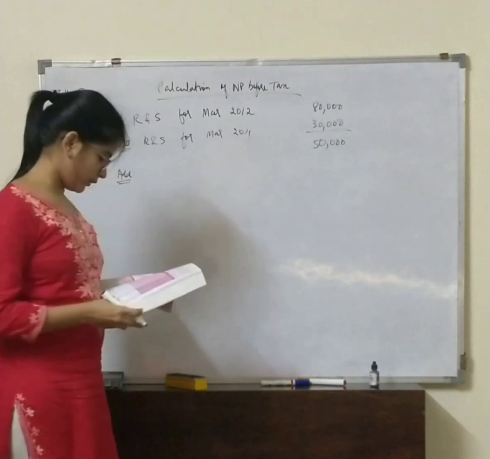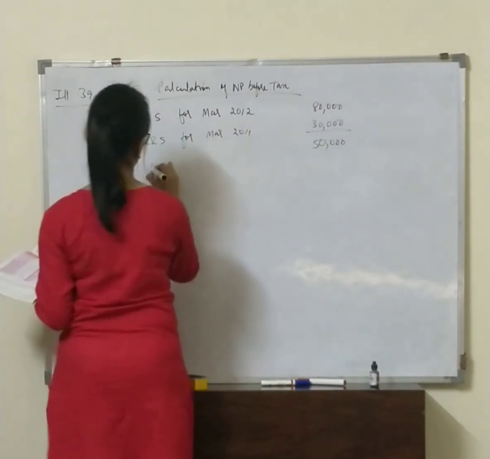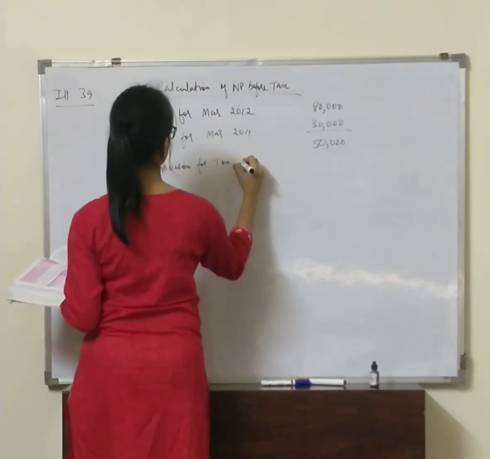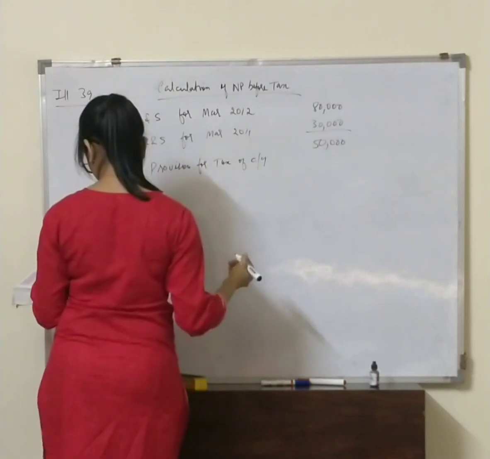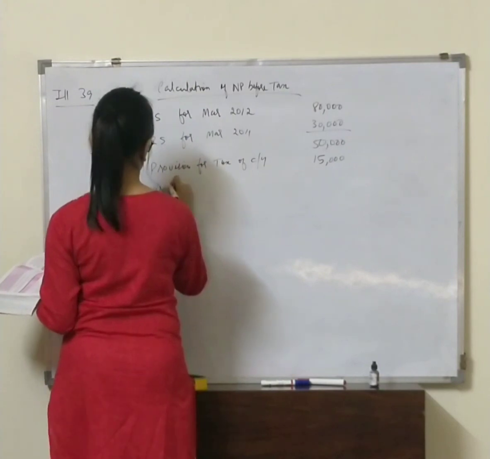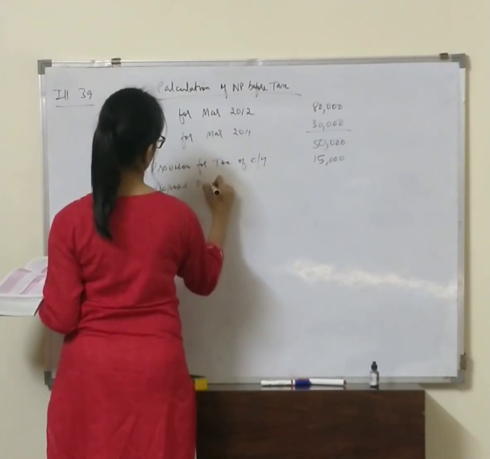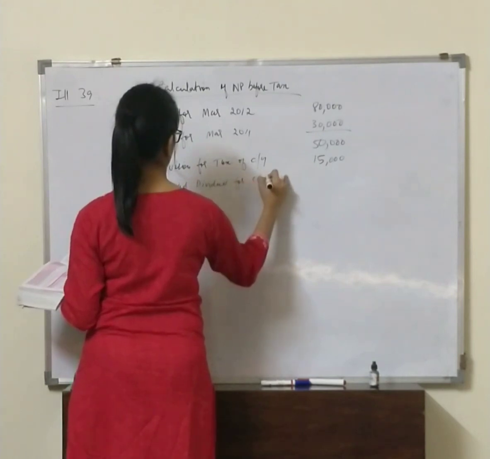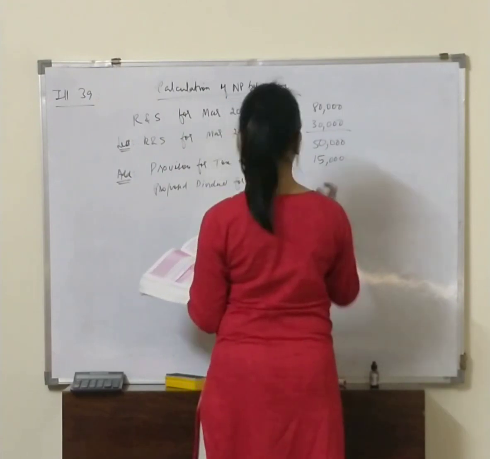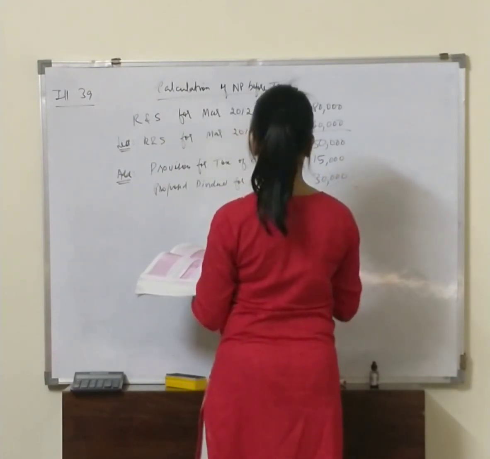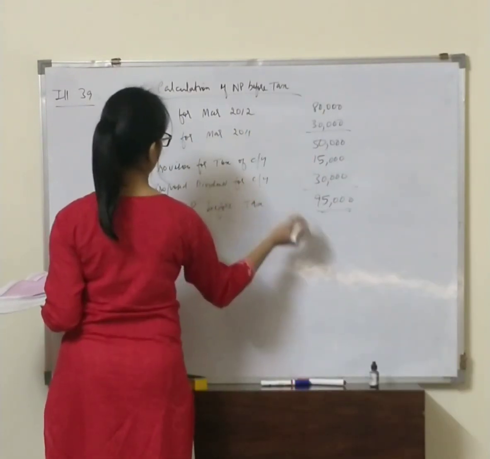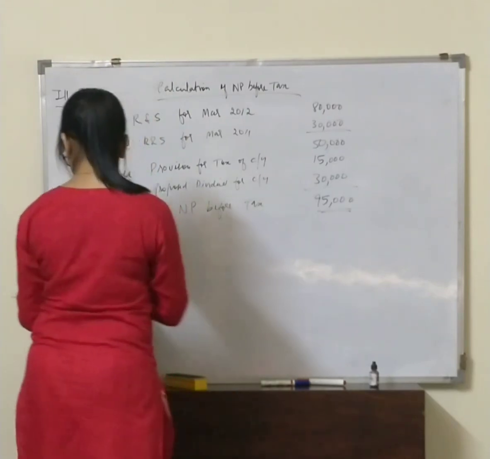Then we add a provision for taxation, proposed dividend, interim dividend. In the notes, point number 3, they have given us provision for taxation. So write provision for tax of current year. So what's the provision for tax of current year? It is 15,000. Then we have proposed dividend for the current year. It is 30,000. So whatever answer we get will be a net profit before tax. So our net profit before tax is 95,000.